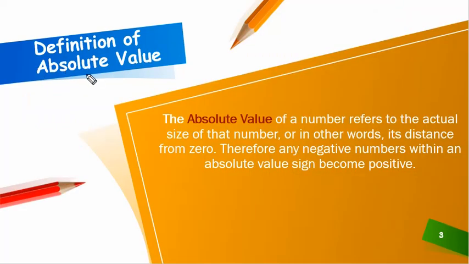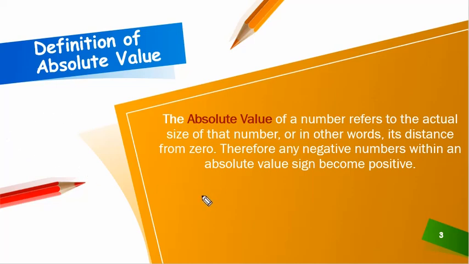Okay, so what is absolute value? The absolute value of a number refers to the actual size of that number, or in other words, its distance from zero. Therefore, any negative numbers within an absolute value sign become positive.